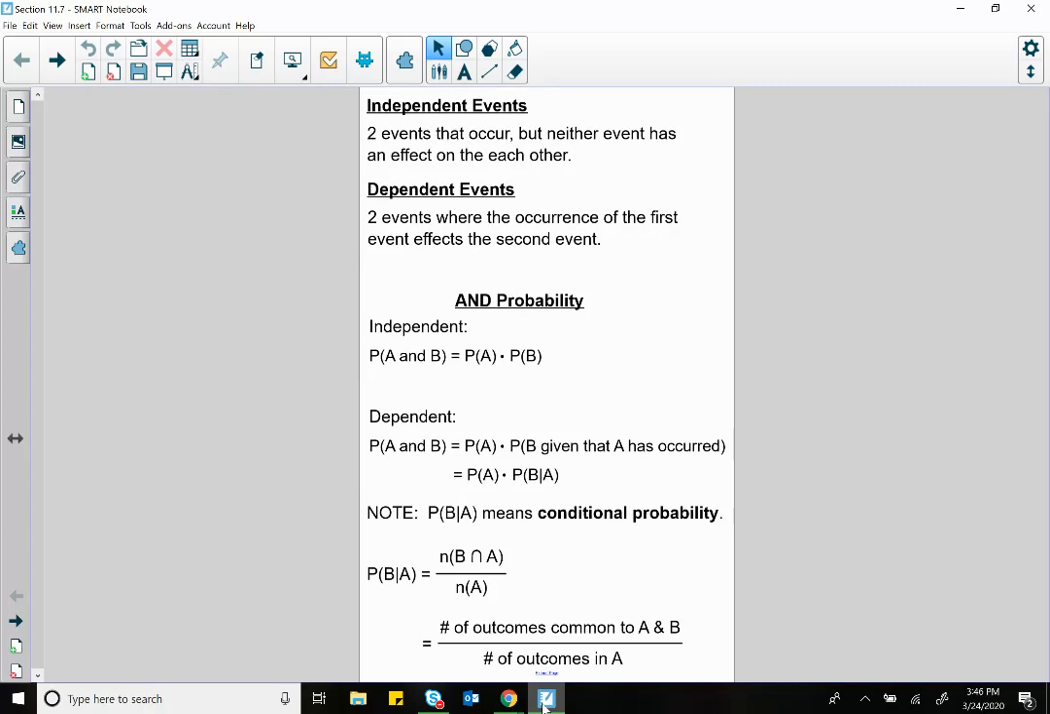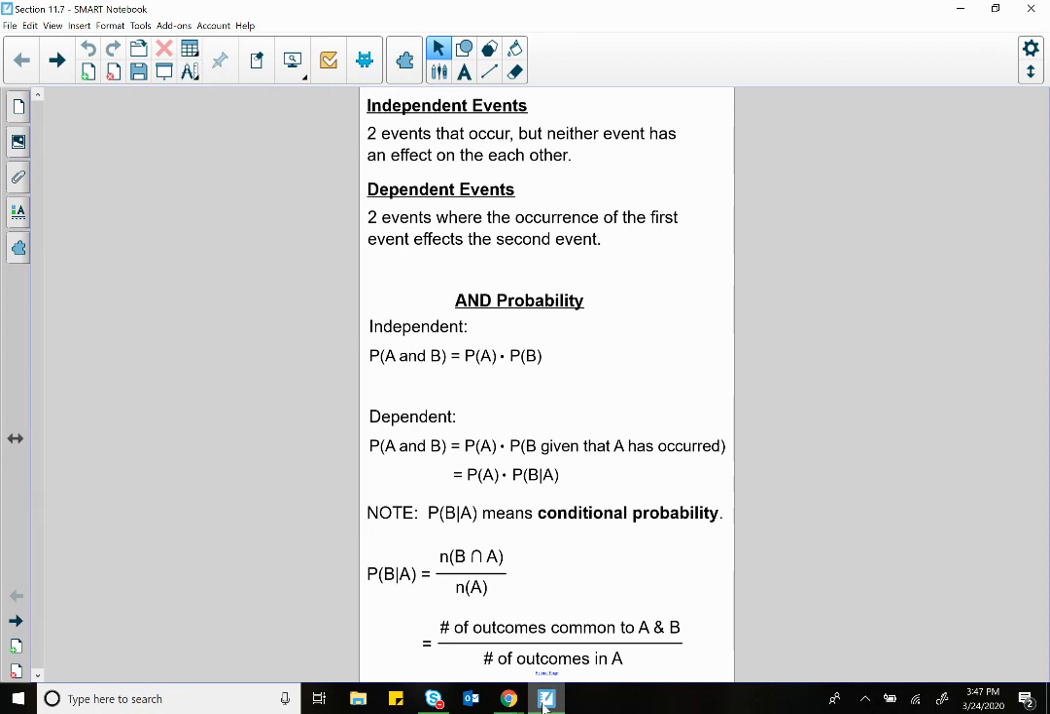Right, so let's get 11.7 done. Just like 11.6, where you learned about "or" probability, this time we're going to learn about "and" probability, okay? And probability, just like "or," has two different cases depending on what's happening. For "or," you are mutually exclusive or not mutually exclusive. For "and," you are either dependent or independent events, okay?